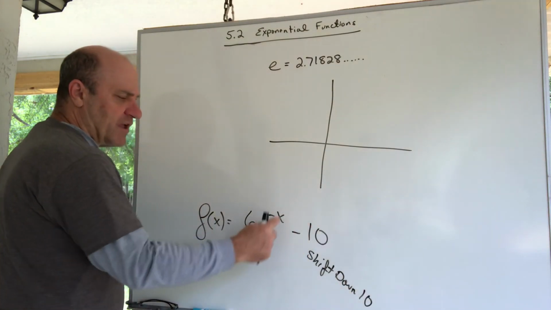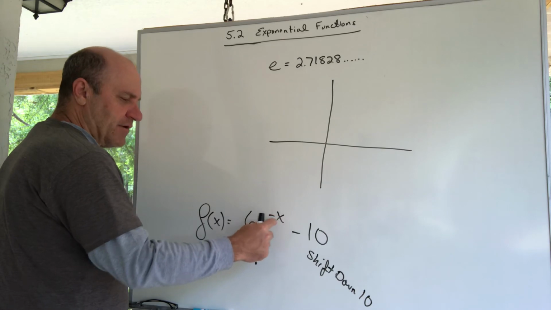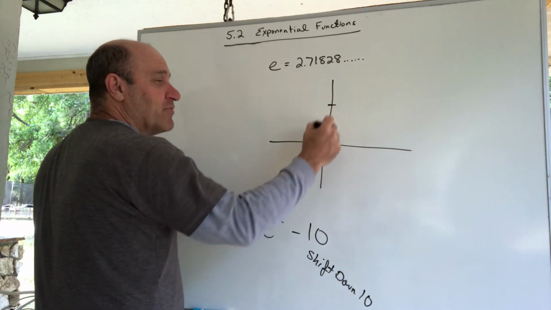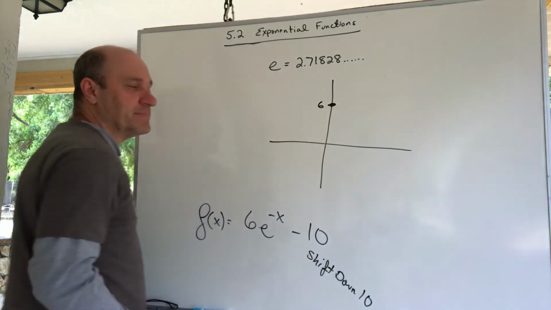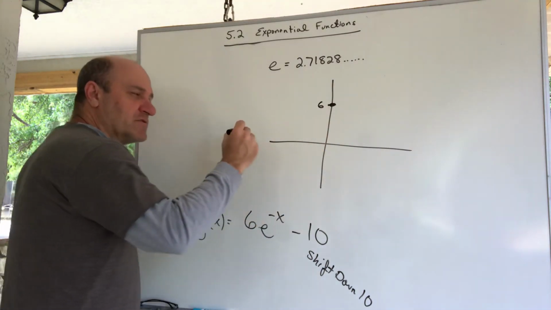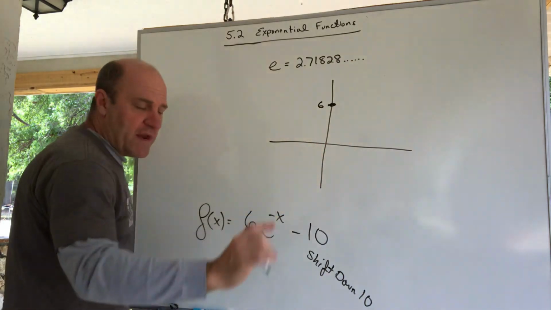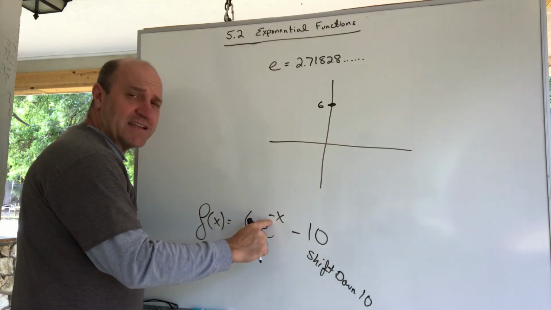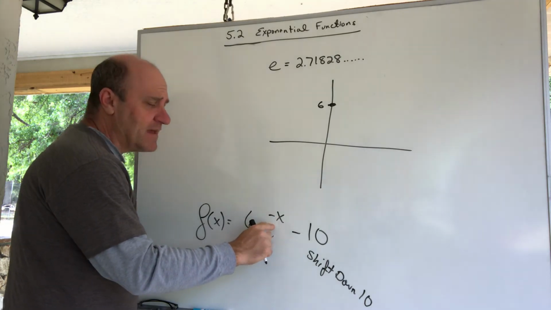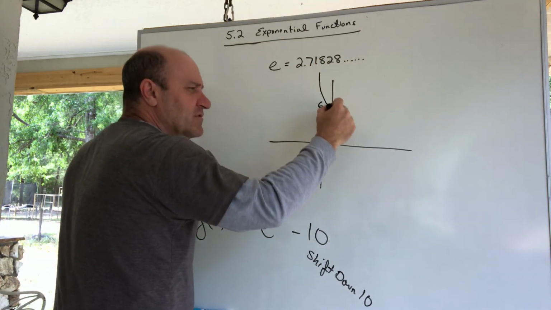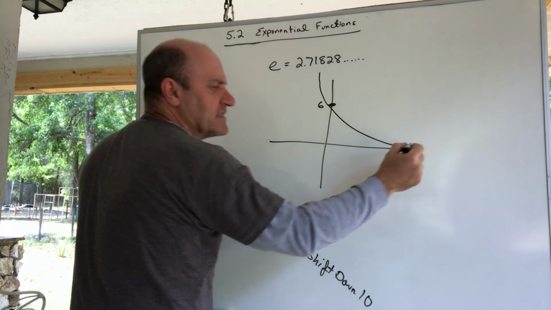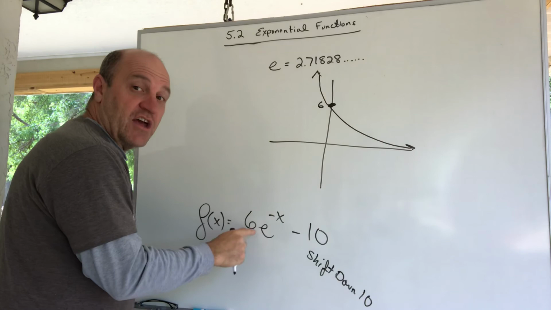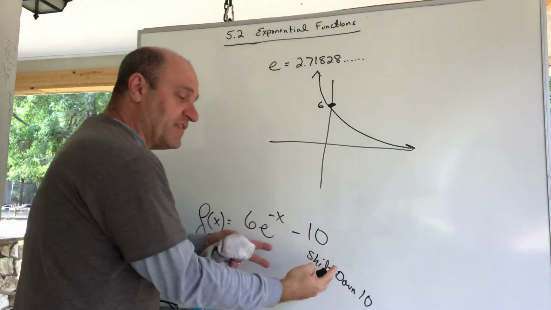Plug in a 0. What do you get when you plug in a 0? e to the 0 is 1 times 6. We just got a 6. I plugged in a 0 and I got 6. I was about to draw exponential growth, but wait a minute. We learned that if that negative sign is on the x, that's not growth, that's exponential decay. So this is a picture of exponential decay, decaying toward the x-axis like that. All right, that's a picture of this function until, oops, I forgot to shift it down 10.